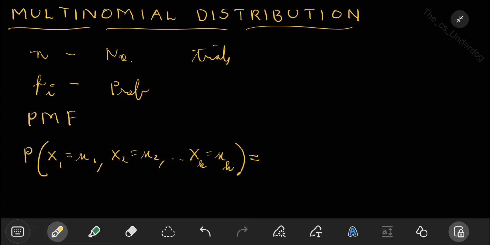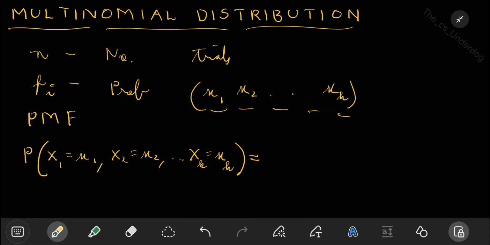What will happen in one particular occurrence? Each of your k different possible outcomes will take one value. So let's say your first value has x1, second is x2, up to kth one is xk. So this probability is what you're trying to find. How can you identify this probability? For each of the outcomes, there is a probability.